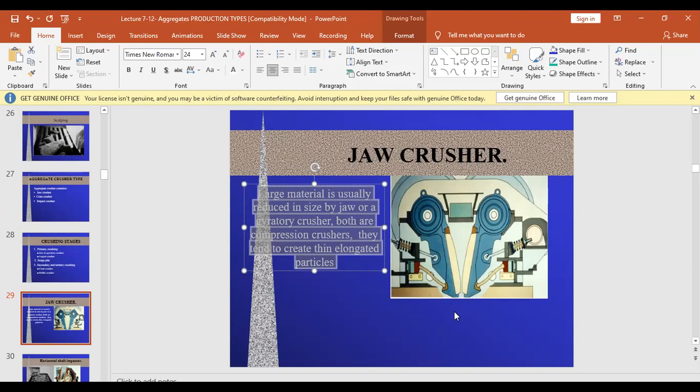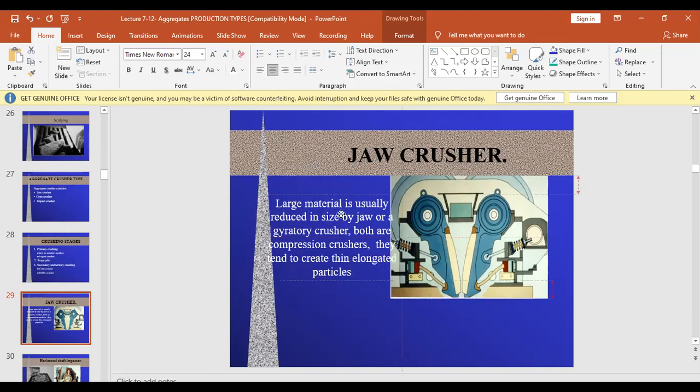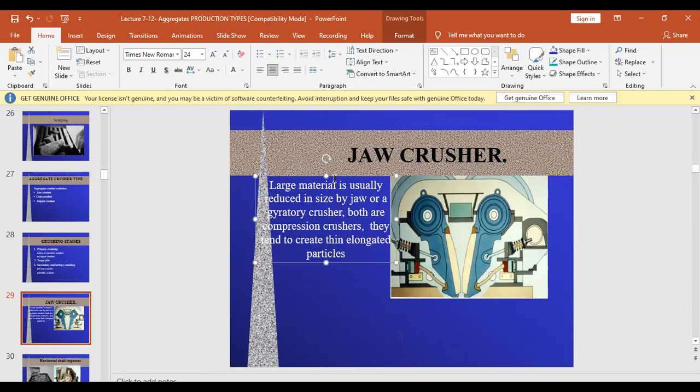Larger rock should cross these jaws. These jaws are continuously closing and opening. Large material is usually reduced in size by a jaw or gyratory crusher. Both are compressive crushers. They tend to create thin, elongated particles. This is the problem. Thin elongated particles are not specified by the highway agencies.